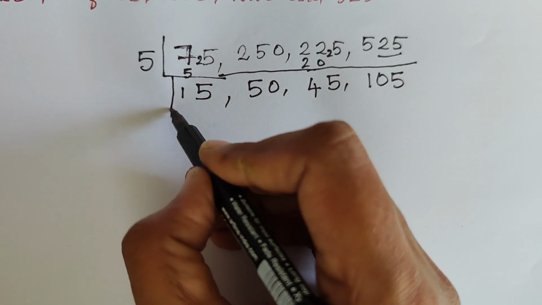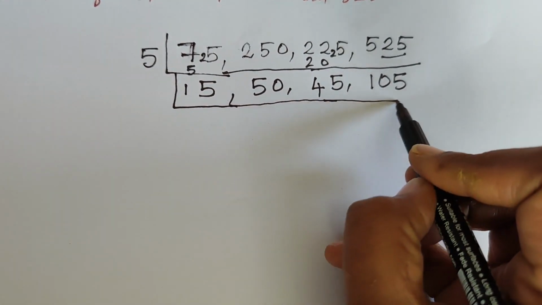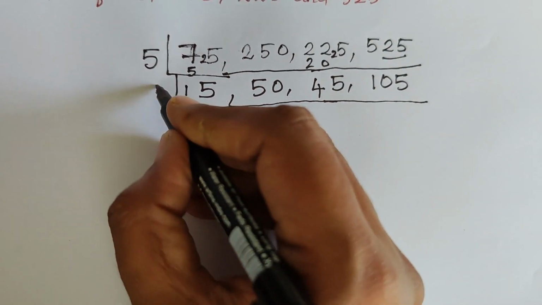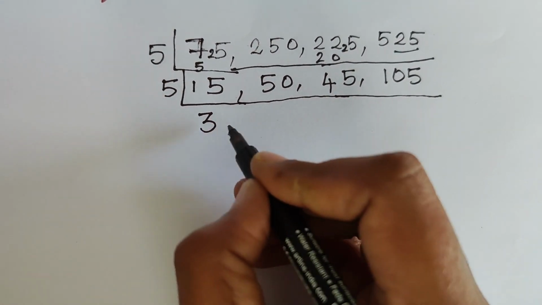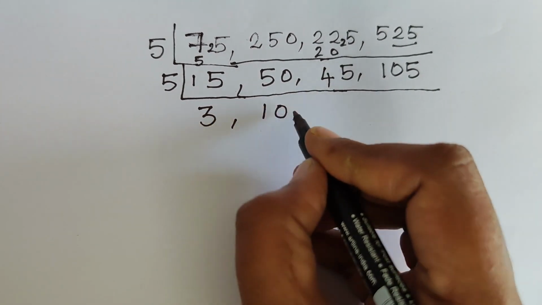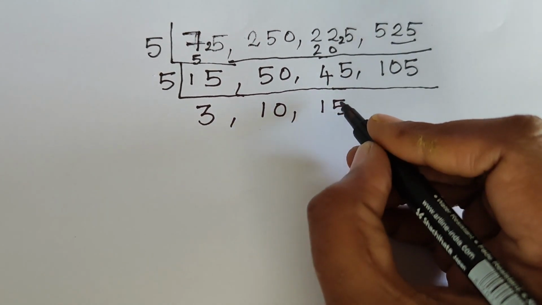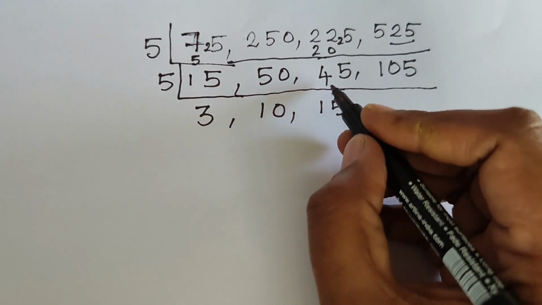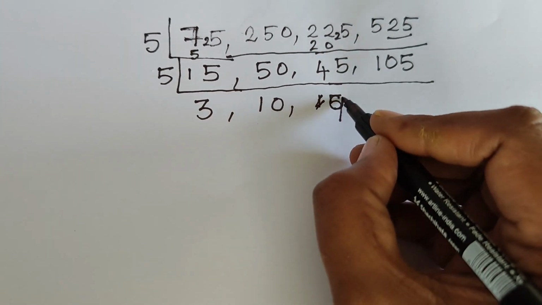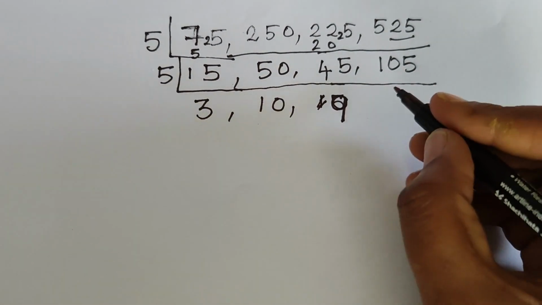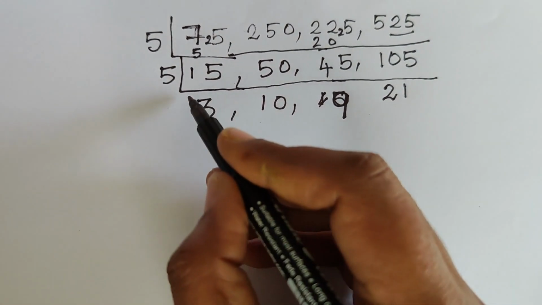Now again, all these numbers end in 5 or 0. So 5 is their common factor. So 15 divided by 5 is 3. 50 divided by 5 is 10. 45 divided by 5 is, in 45, 5 goes 9 times. 9 5s are 45. In 105, 5 goes 21 times.